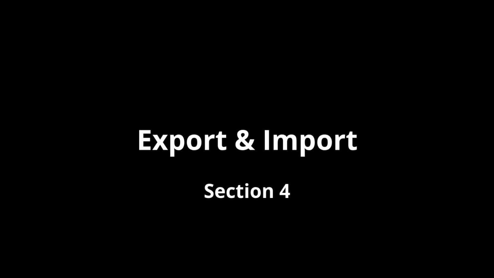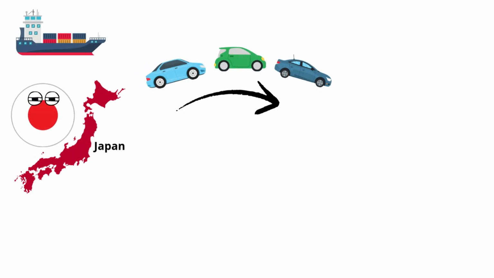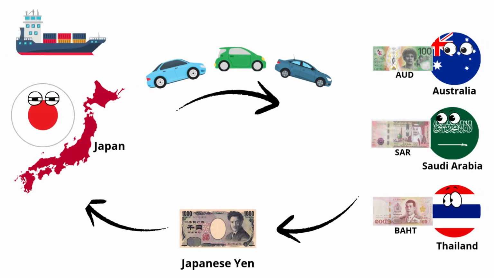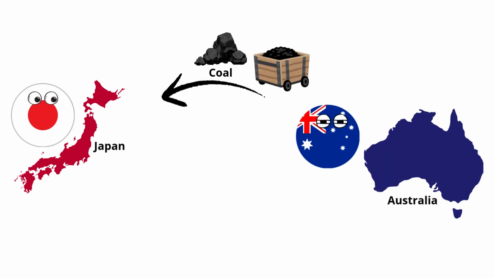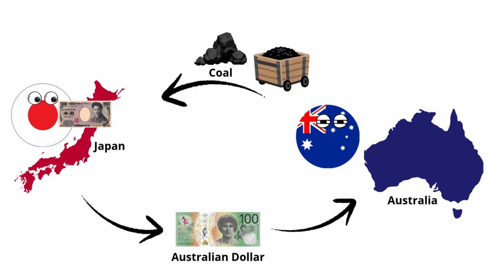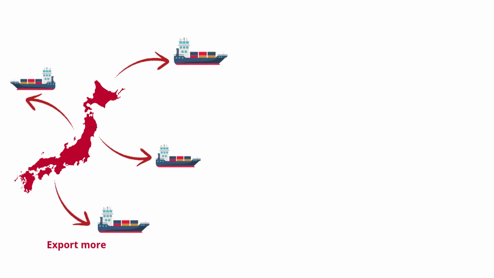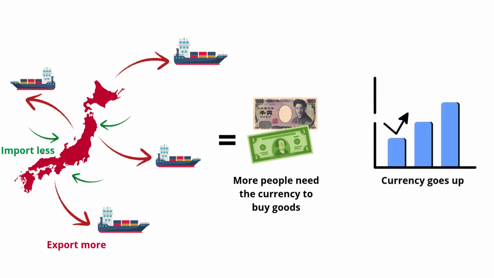Section 4. Export and import. If Japan sells cars, buyers must pay in Japanese yen, so the demand for yen goes up. If Japan buys coal from Australia, it must use Australian dollars, so the demand for Australian dollars goes up. That's why countries try to export more than they import, to make their currency stronger.